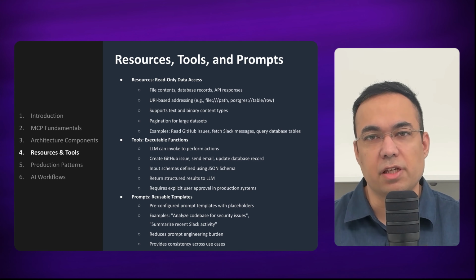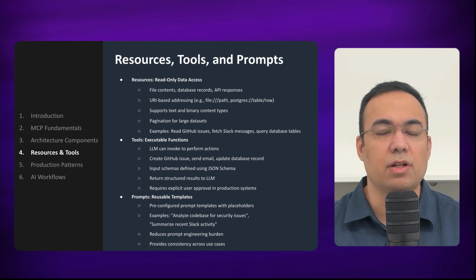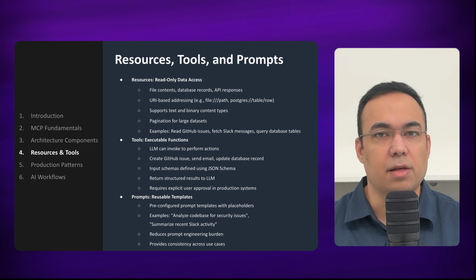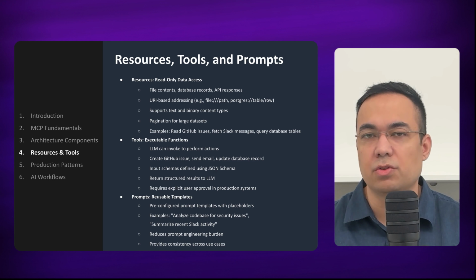Each tool has input schemas defined using JSON schema, so the language model knows what parameters to pass. Tools return structured results back to the language model. For example, in production systems, tools typically require explicit user approval before execution. You don't want your AI creating issues or sending emails without user knowledge.